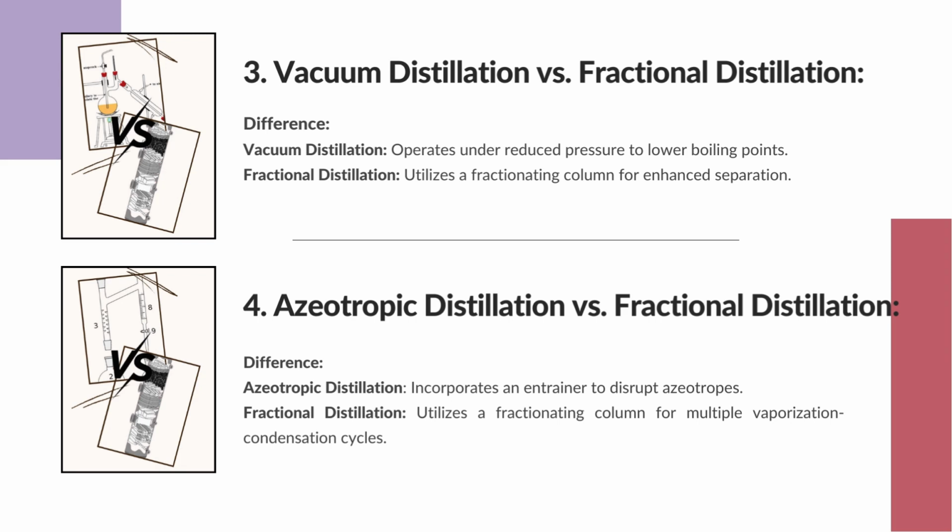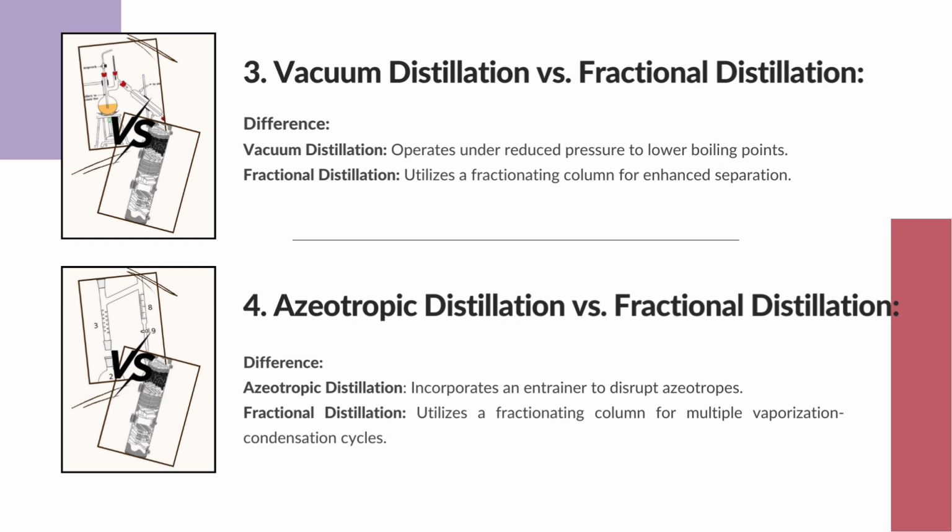Guys, azeotropic distillation involves the addition of an entrainer to break the azeotropes. Means a solvent or a chemical is added to break the azeotropes. While in fractional distillation no such medium is used, it utilizes a fractionating column for multiple vaporization and condensation cycles. And guys, azeotropic distillation is applied when dealing with azeotropic mixtures that resist normal distillation.